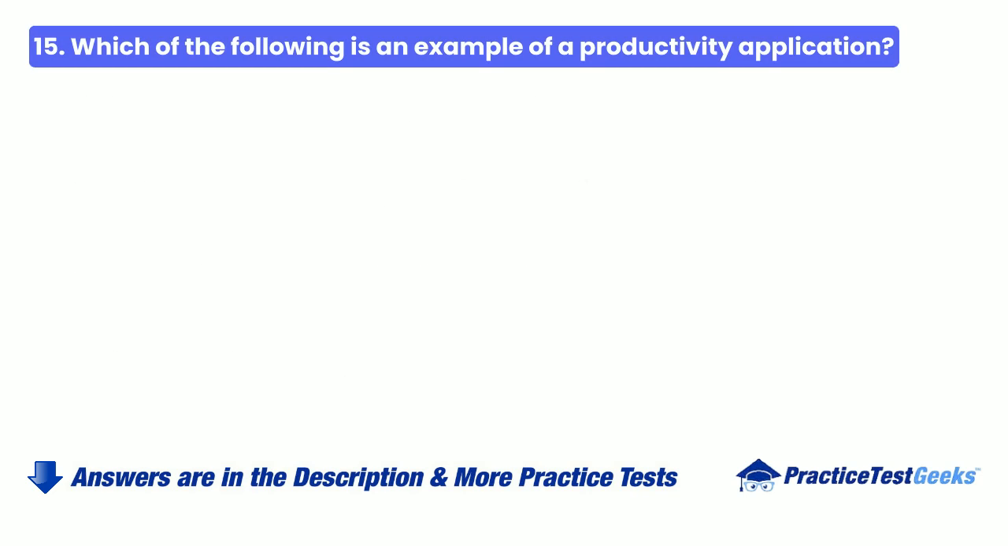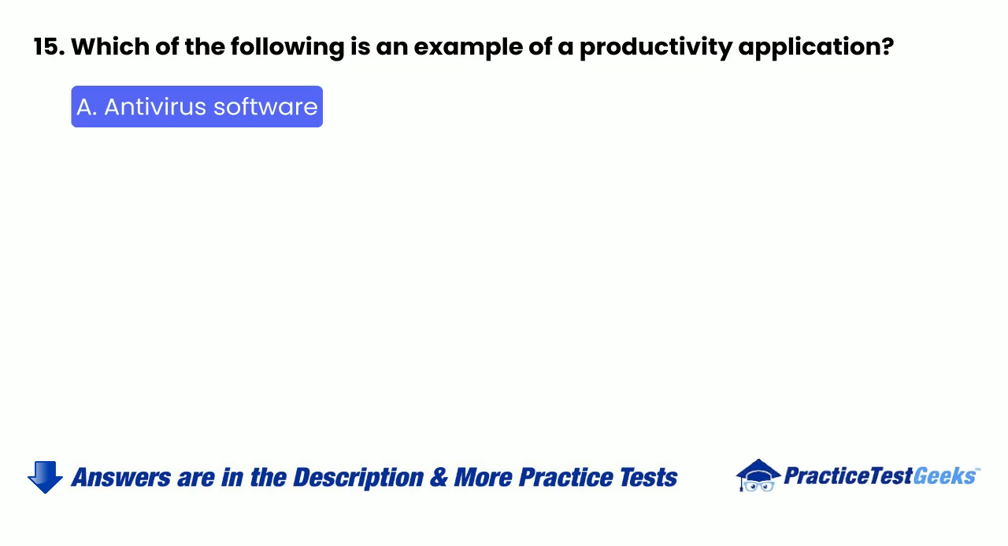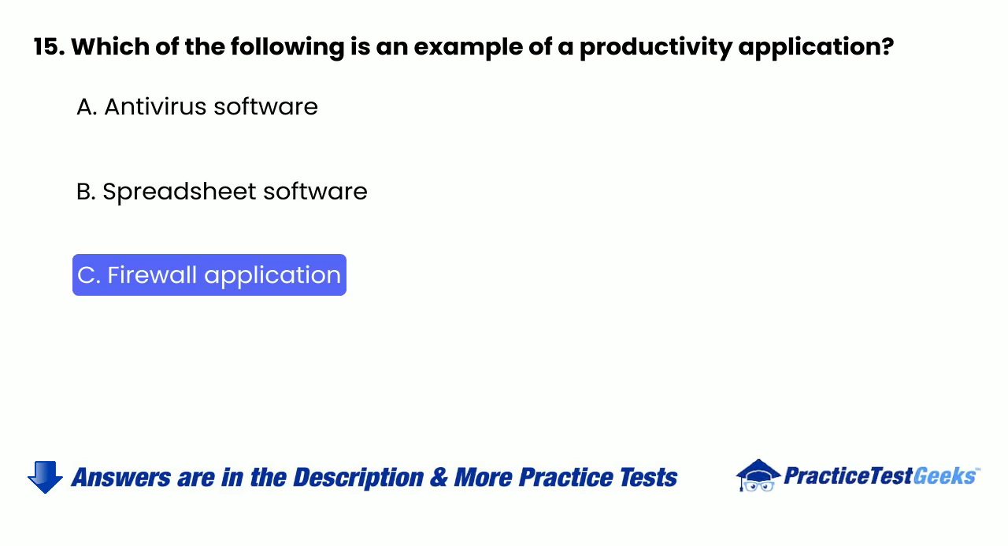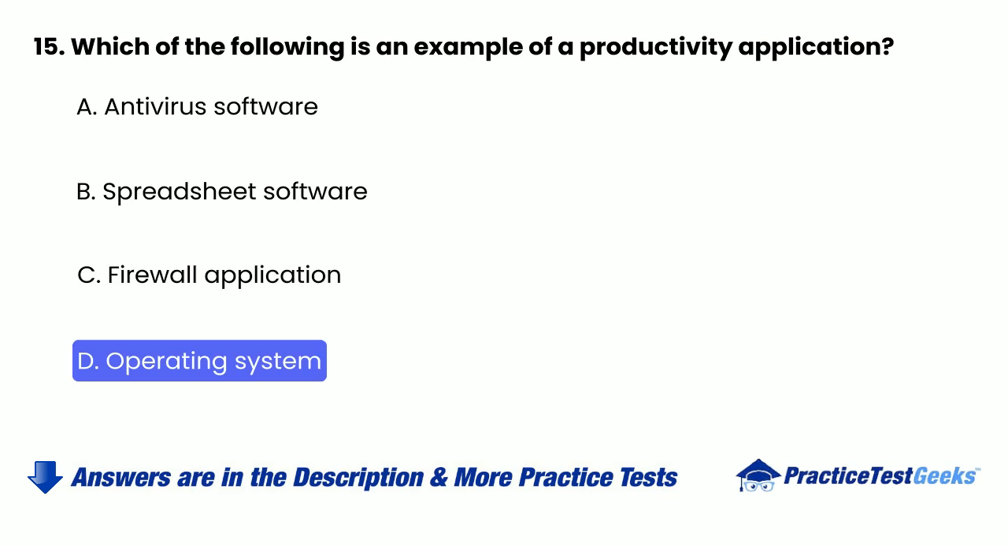15. Which of the following is an example of a productivity application? A. Antivirus software. B. Spreadsheet software. C. Firewall application. D. Operating system.